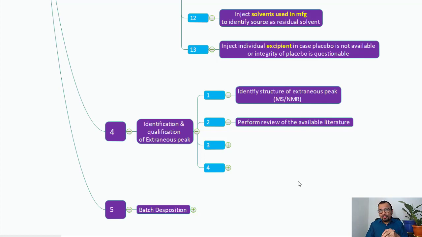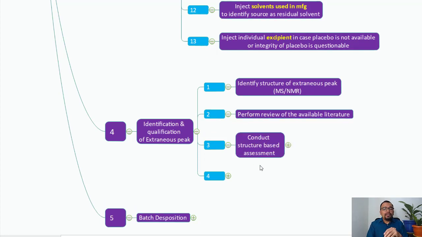Now, what is the kind of impurity structure? Is there any available information? So those information details can be gathered. The third important point is to conduct the structure-based assessment. Now you need to understand what the toxicity of this impurity is. Is it a mutagenic impurity or a non-mutagenic impurity? And for that, you need to conduct the structure-based assessment.